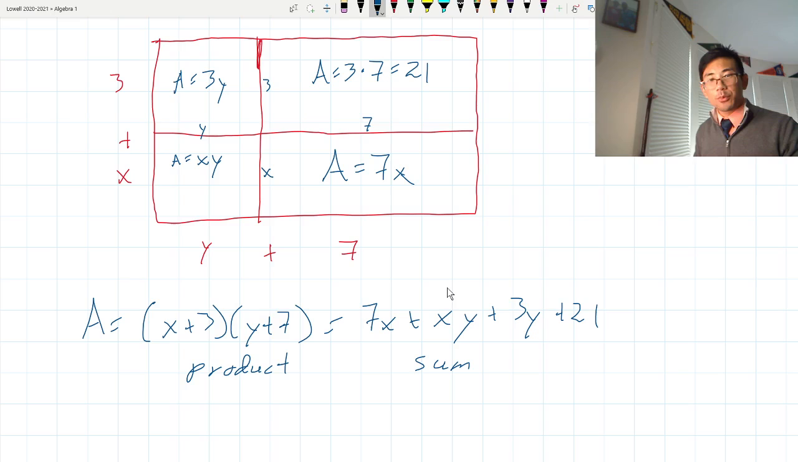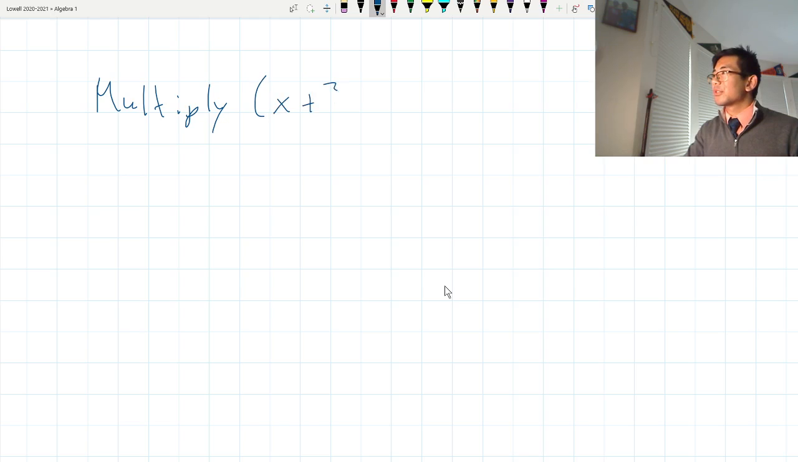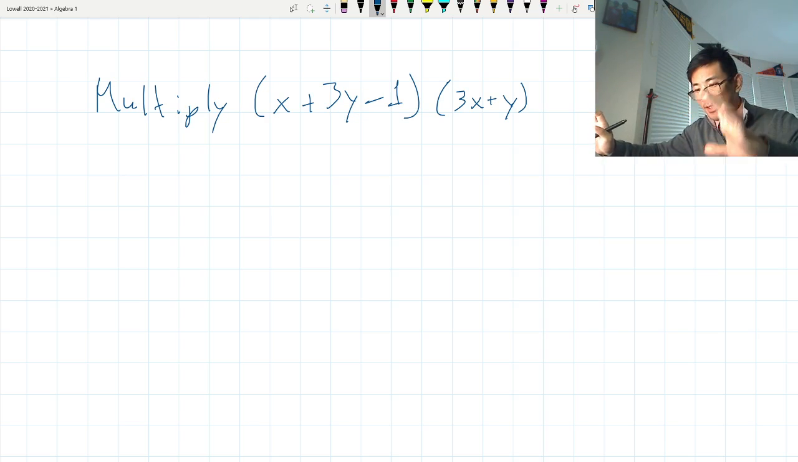Okay, maybe we could try one more example here. Let's multiply something like this: x plus 3y minus 1. This is weird because it's minus, but it still works the same. Times 3x plus y, pretend. So try this one out. Pause the video for a second, try it out, and come back. I'm going to assume you just did that.